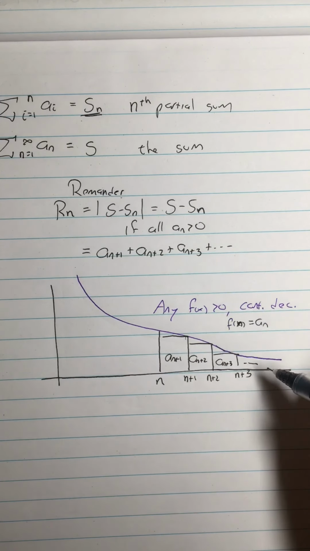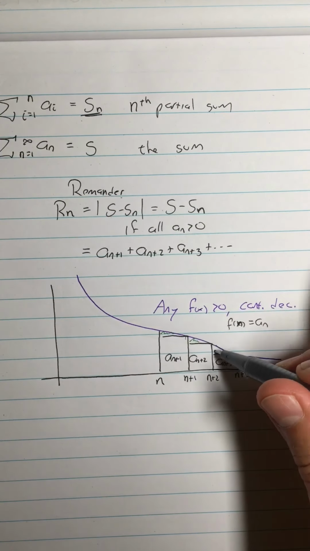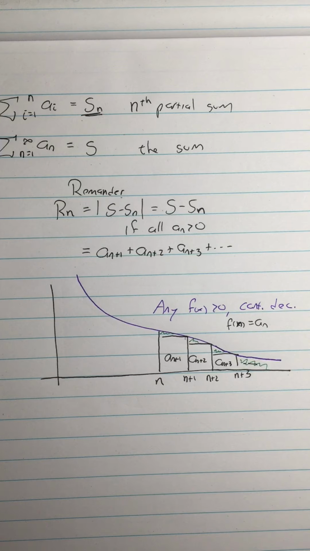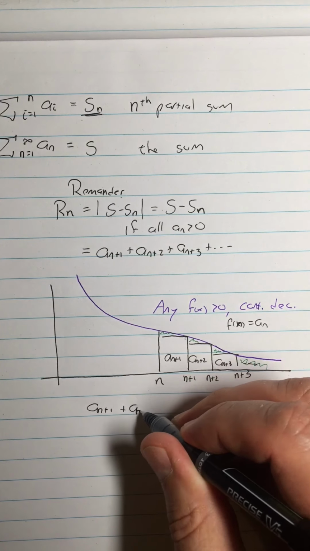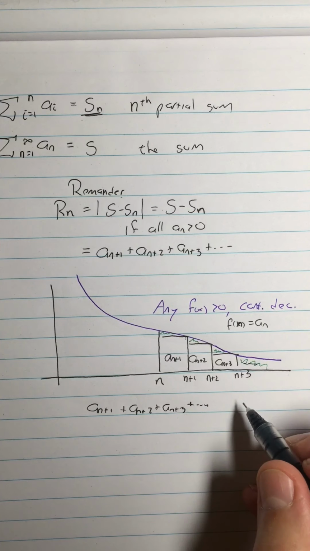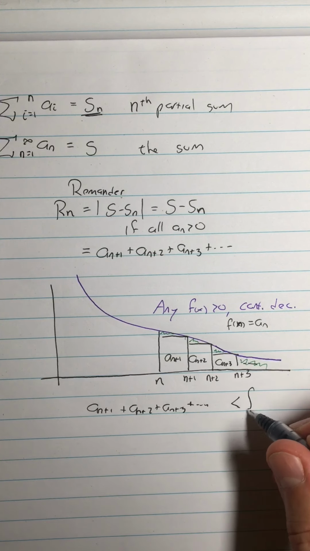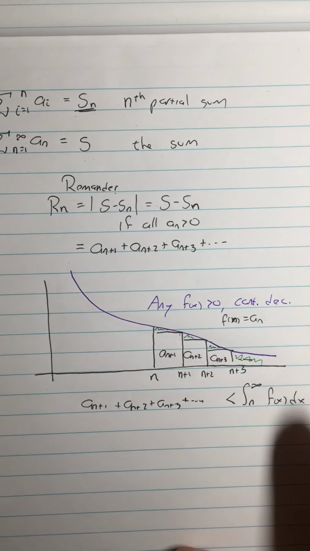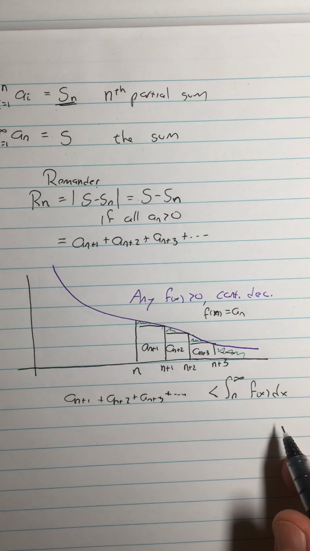So what you pretty clearly see from here, just by comparing areas, is that the Riemann sum underestimates the true area. All right. So what that means is that a sub n plus 1 plus a sub n plus 2 plus a sub n plus 3, etc., we can geometrically see is less than the integral from n to infinity of f of x dx, using x now because we're integrating a continuous function. Yeah, so this essentially is it.